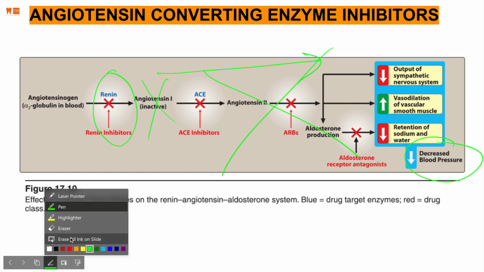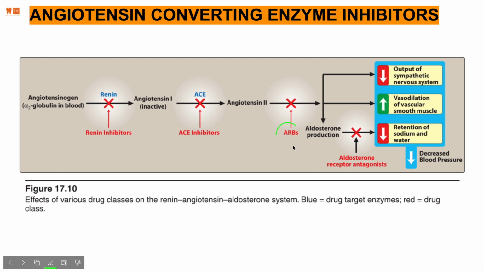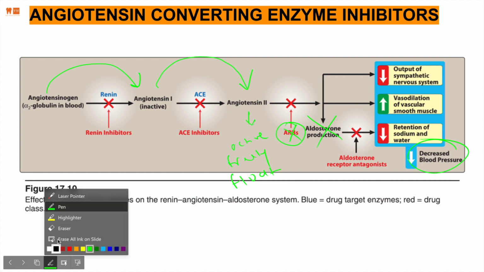Then the other drugs are angiotensin receptor blockers. That lets angiotensinogen become angiotensin 1, and angiotensin 1 become angiotensin 2. This may be active, but it will just freely float in the blood. There will be no receptors to act on it. Aldosterone production is stopped and blood pressure decreases. Fair enough? That's what these are.